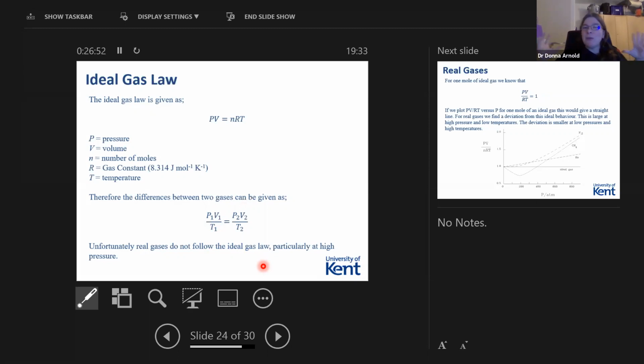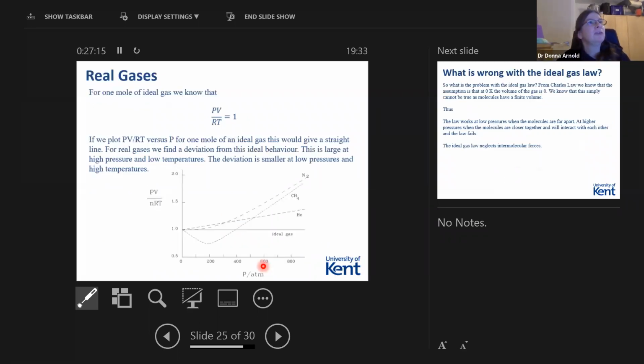However, this is great. We have a way to calculate things. This is really, really good news. Unfortunately, real gases do not follow the ideal gas law, particularly at high pressure. Some obey it better than others, but unfortunately, it turns out that it's not a good law. But it is, however, a good approximation. So it tells us information. It's nice and easy to use. So now we need to think about, well, what's the problem? Why do real gases not behave?